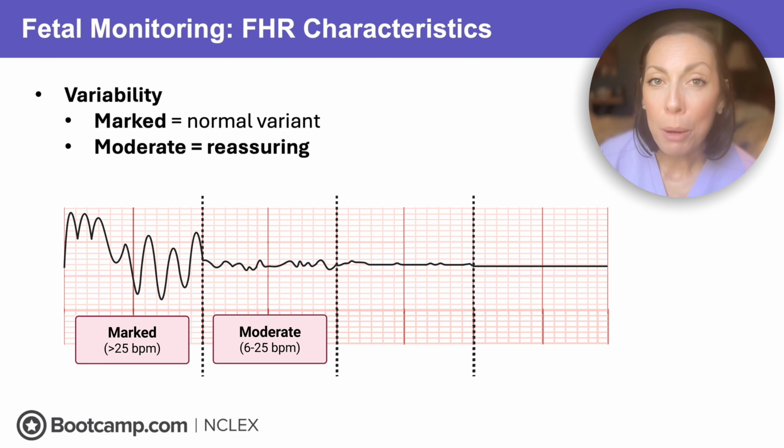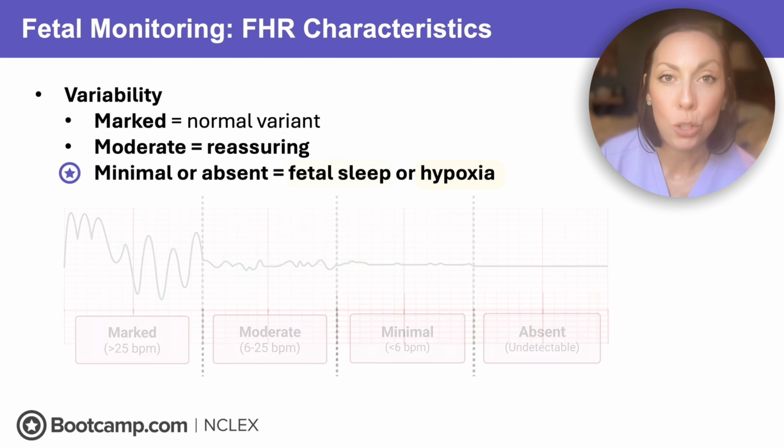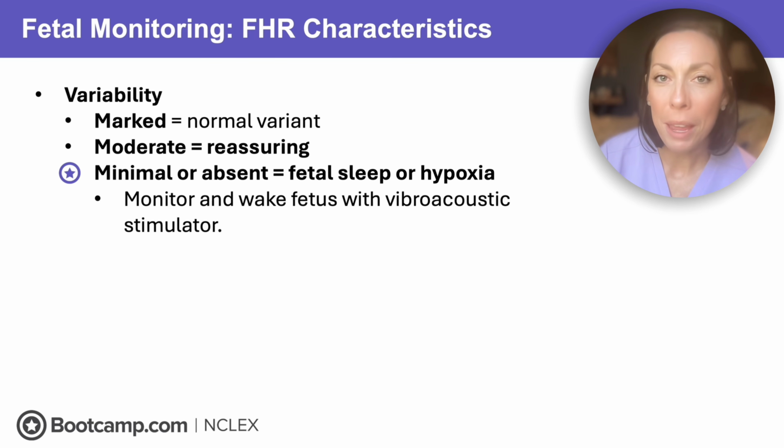Now, remember this start point. If you see minimal or absent fetal heart rate variability, it almost looks like a flat line. And this can mean that the fetus is in a deep fetal sleep state, or it can mean that we have fetal hypoxia, which means trouble. So we need to assess this minimal or absent fetal heart rate variability a little further to make sure we're not in trouble. So if you have minimal fetal heart rate variability, we'll monitor, but we'll try to wake that baby up with a vibroacoustic stimulator.